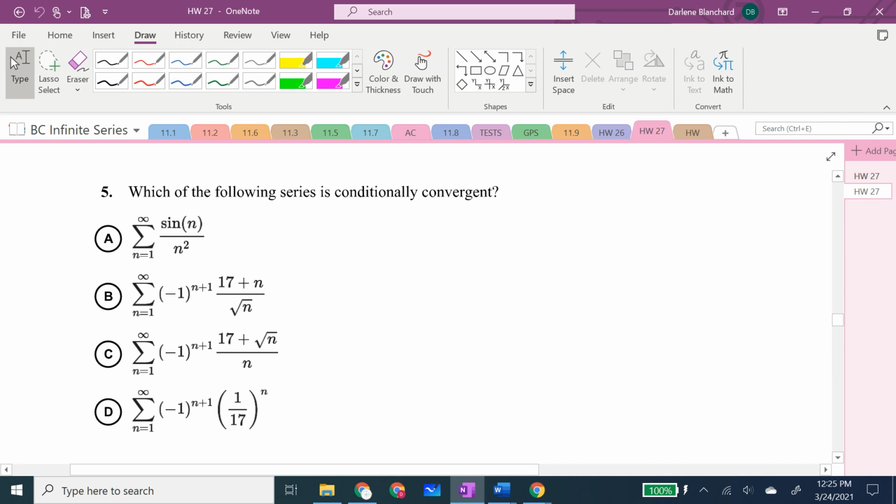Number 5, which of the following series is conditionally convergent? Oh, someone asked to do 3. I'll go back and do 3.